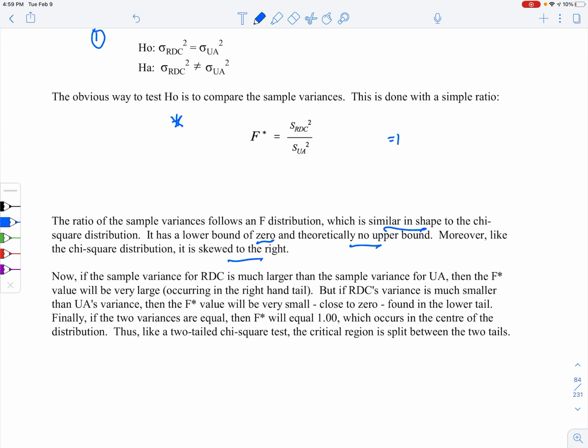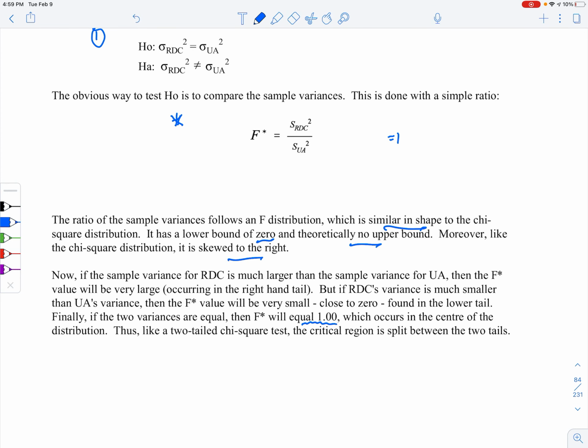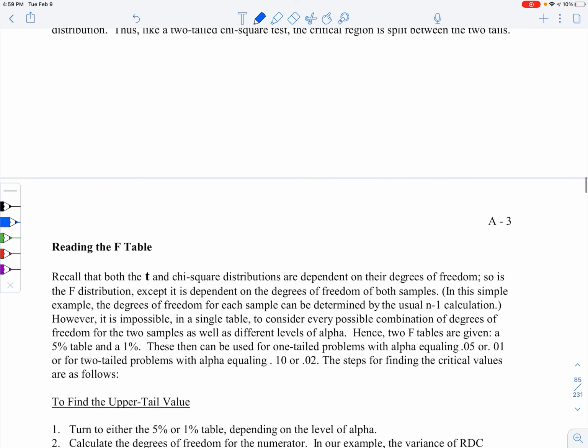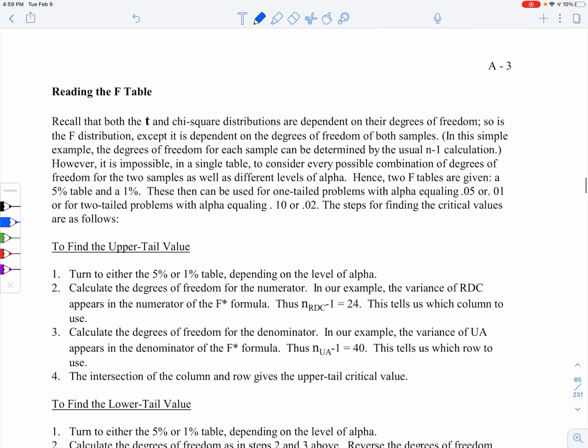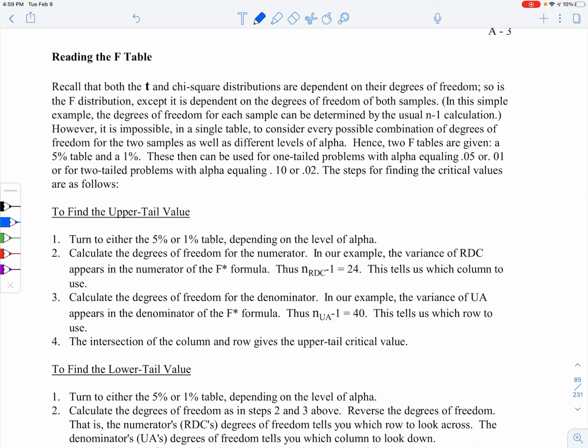Now, if the sample variance is much larger, we've just talked about this. So really, we're looking at how close the variances are to 0. All right. Let's talk about how you read the chi-square table.